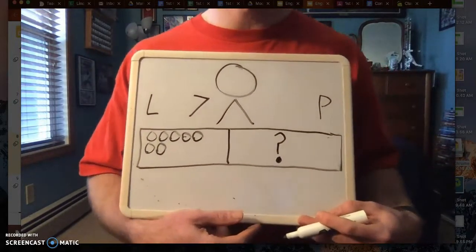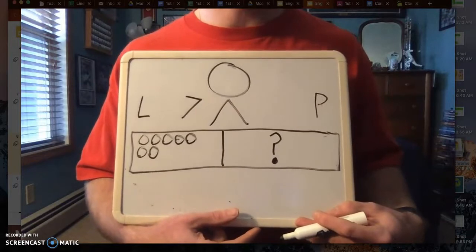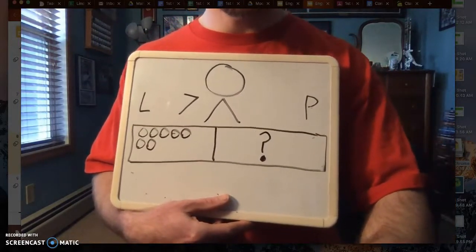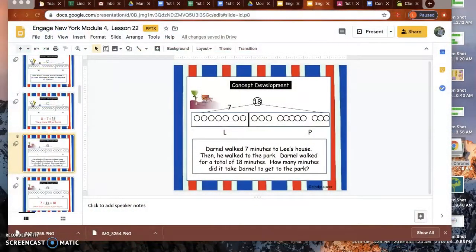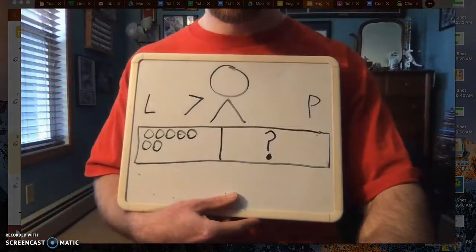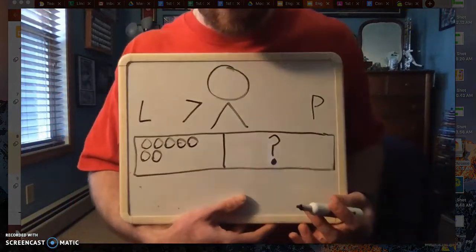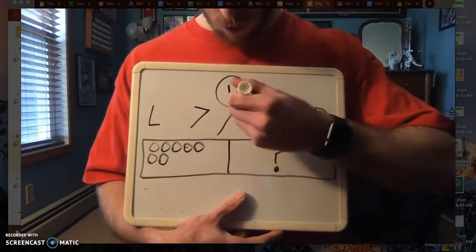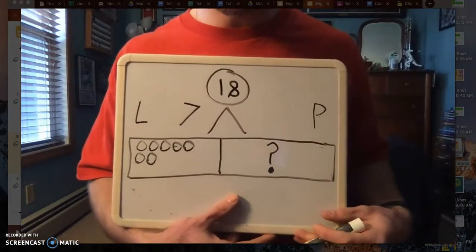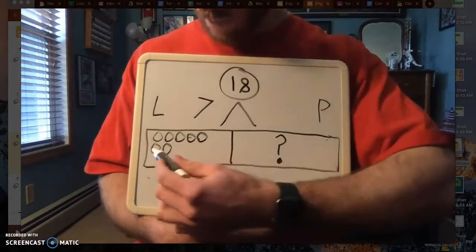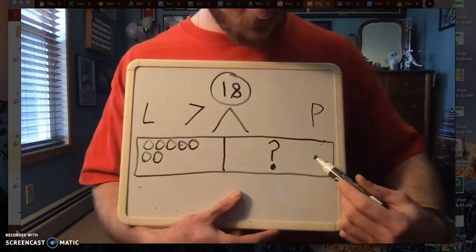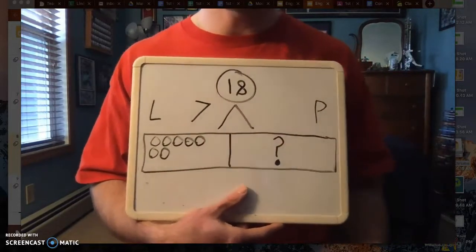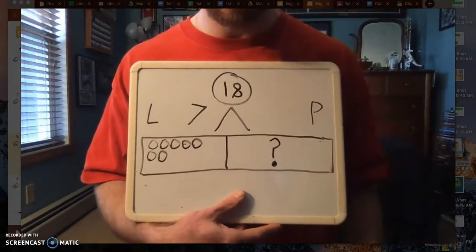Then the problem went on to say that Darnell walked a total of, hold on, I actually got to check, a total of 18 minutes. So there's that word total again. Total also means whole. So if we walked a total of 18 minutes, our whole is 18. So we have 7 minutes to Lee's house, some minutes that we don't know to the park, for a total of 18 minutes. How do you think we're going to find out how many minutes it took for him to walk to the park?